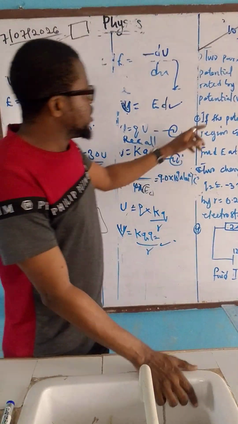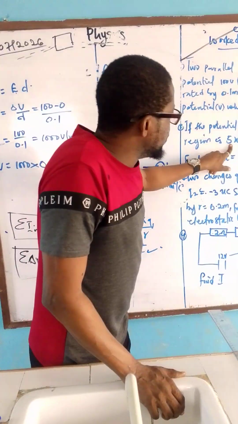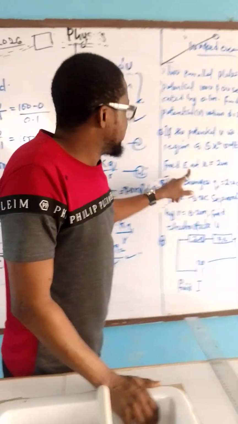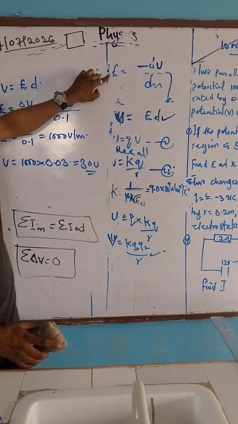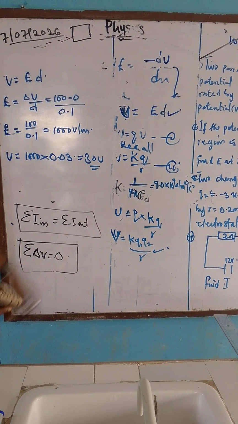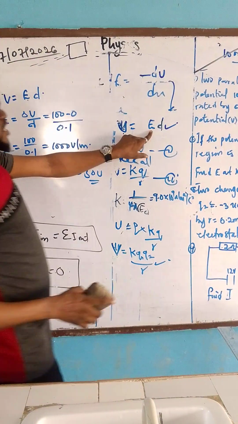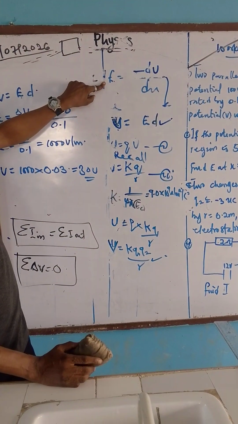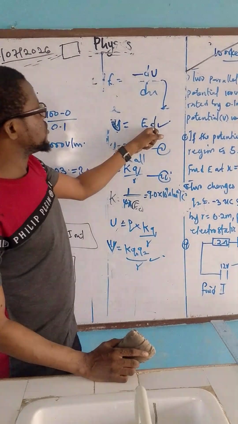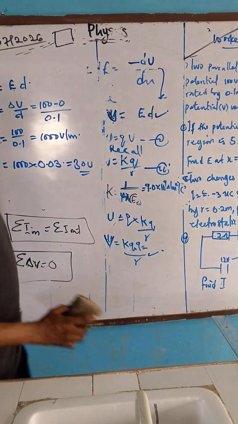So number 2: if potential V in a region is 5x squared volts, now find E. Okay, find E. Now, there is a formula here and there is a formula here, which means I can use either this or this.